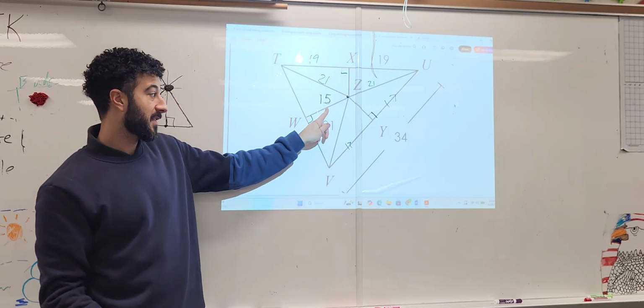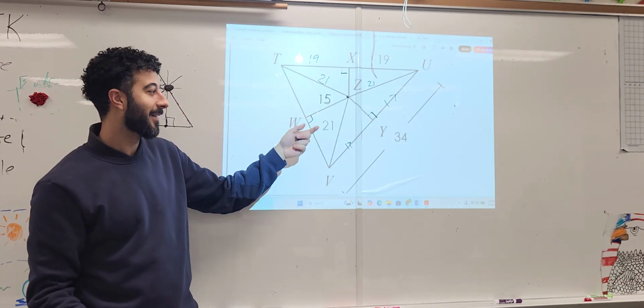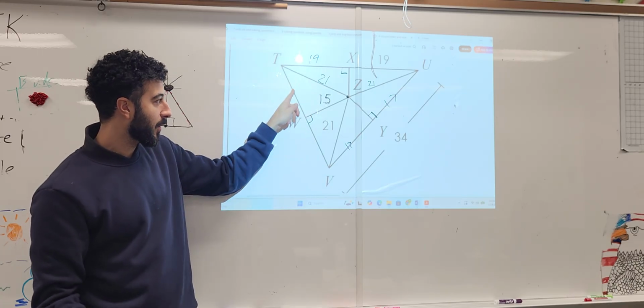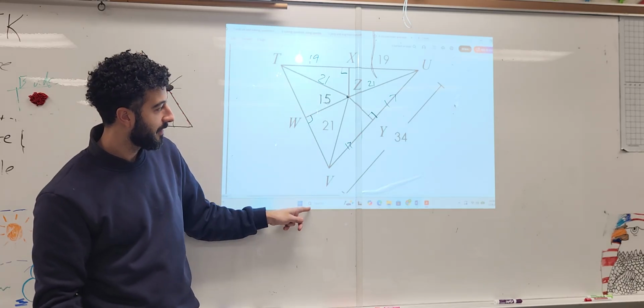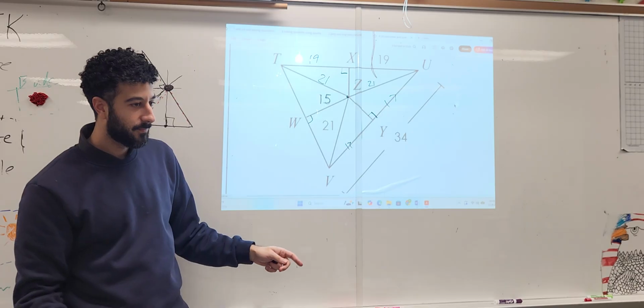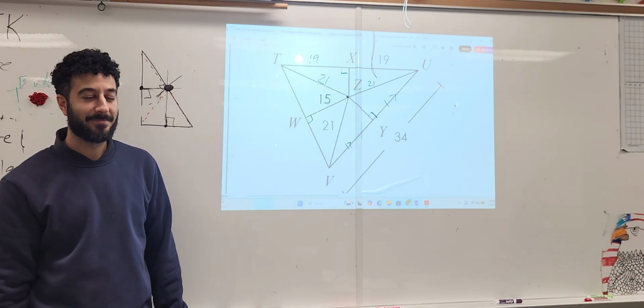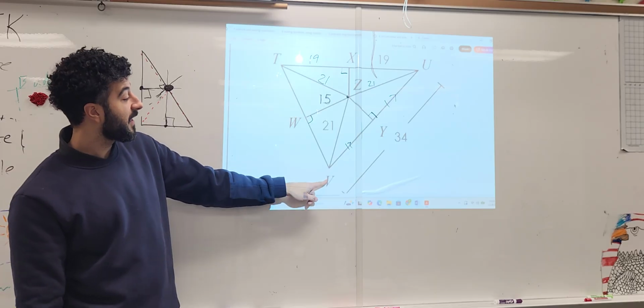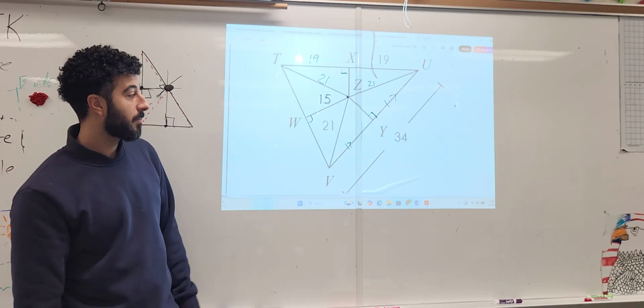I know 15 for this line. I know 21 for that line. All right, 15 for that line, 21 for that line. How do I find this line? How do I find this line? Which line? Pythagorean theorem.